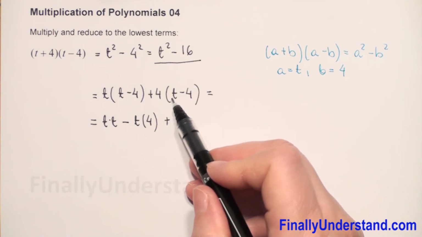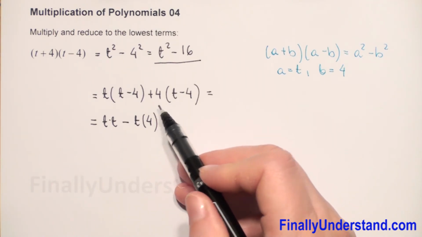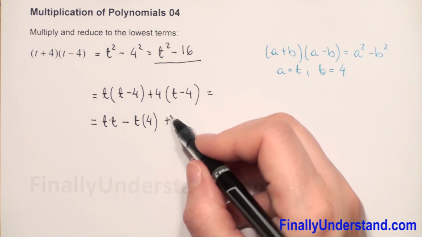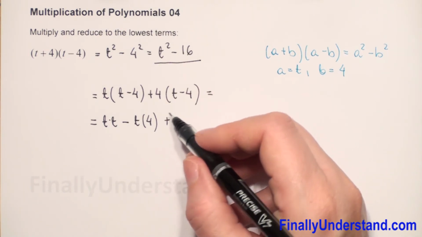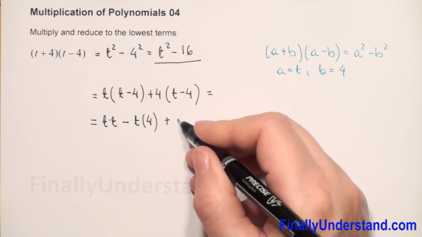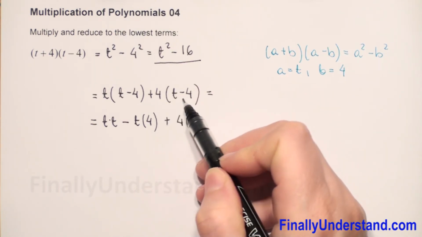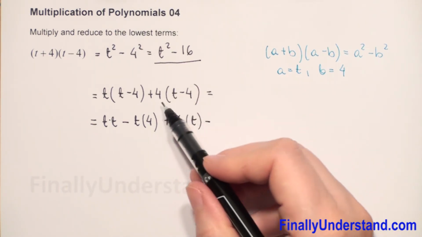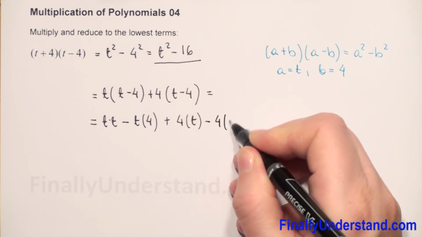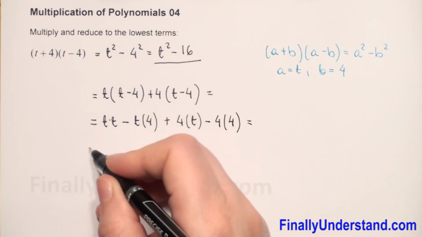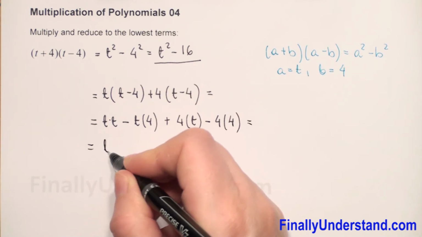Now we have to multiply (t - 4) by 4. So again we use distributive law of multiplication. So it will be 4 times t. And again positive times negative gives me negative. So we have 4 times 4. This is equal to t times t is t square.